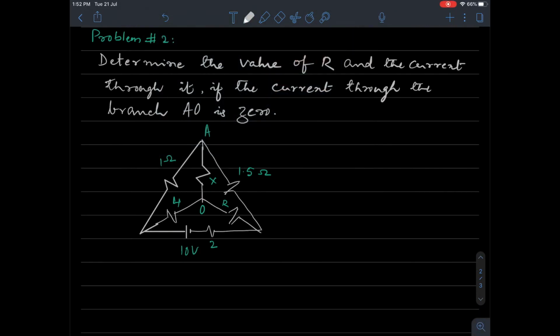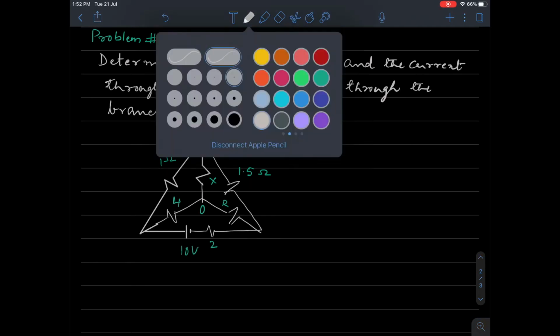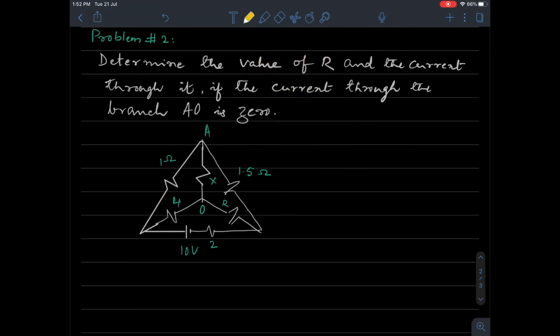How do we go about this problem? See, what he says in the problem, you have to understand it very clearly. He says there is no current in this branch A and O. So we need to write the current. We will try to express the various quantities in this network.